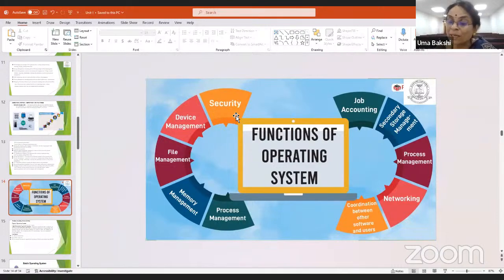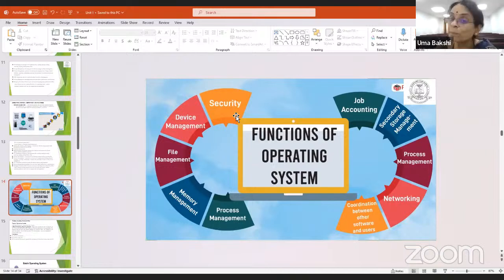Then file management. Where do you store the file? How do you write the file? How do you edit the file? How do you delete, copy, rename? All those things are called file management. Then memory management. All your information, even if you don't store it, will go and store somewhere else, in the downloads. It will not delete unnecessarily. That's how the system works.